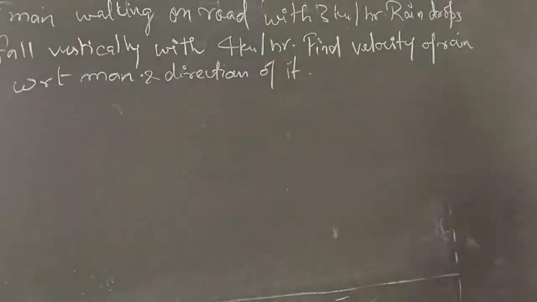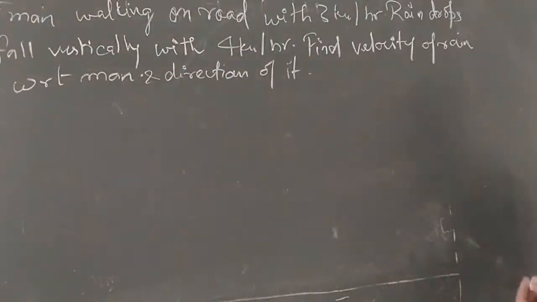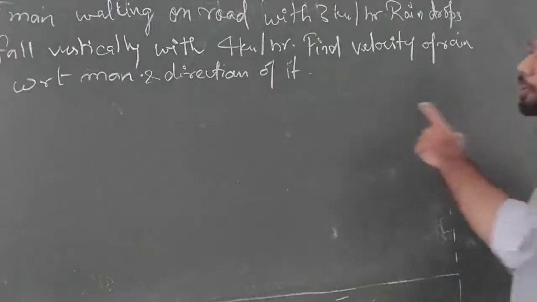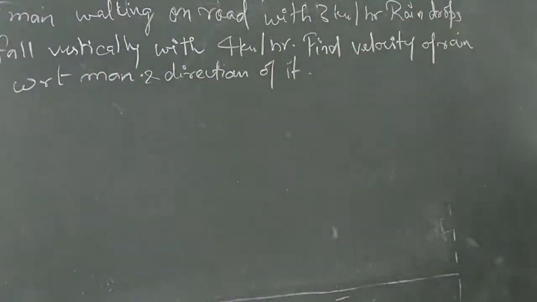Alright, so this is the question. Let us see the application of relative motion in a plane, or the vector. Okay, read the question, everyone. A man walking on the road with 3 km per hour, and raindrops fall vertically with 4 km per hour. Find the velocity of the rain with respect to the man and the direction of it.